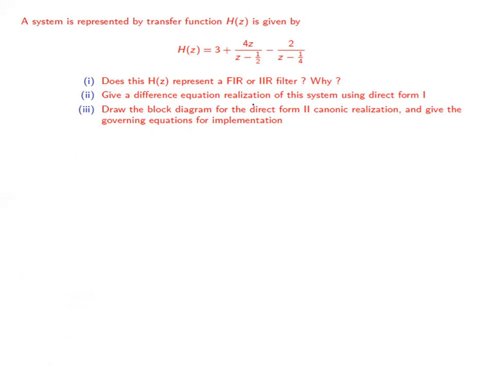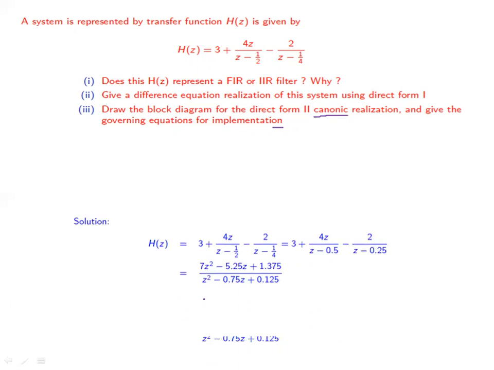Give a difference equation realization of this system using direct form 1, and draw the block diagram for the direct form 2, which is also called canonic realization. The other name for direct form 2 is canonic realization. Also give the governing equation for the implementation. So first we need to understand whether it is FIR or IIR. Let us understand the solution.